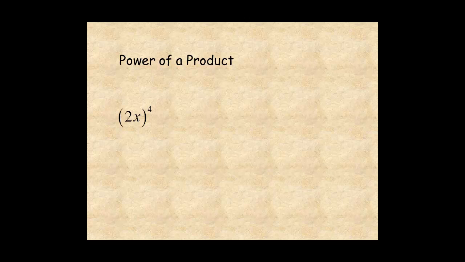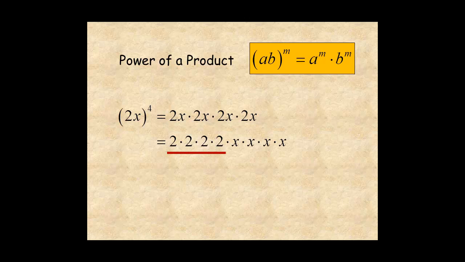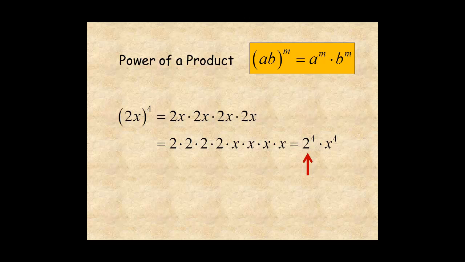For a power of a product, use the following rule. Apply the power to each factor. This rule is easy to understand. For this expression, there are 4 factors of 2x. If you rearrange these factors, you get 4 factors of 2 and 4 factors of x, which is 2 to the power of 4 times x to the power of 4. So the rule makes sense.